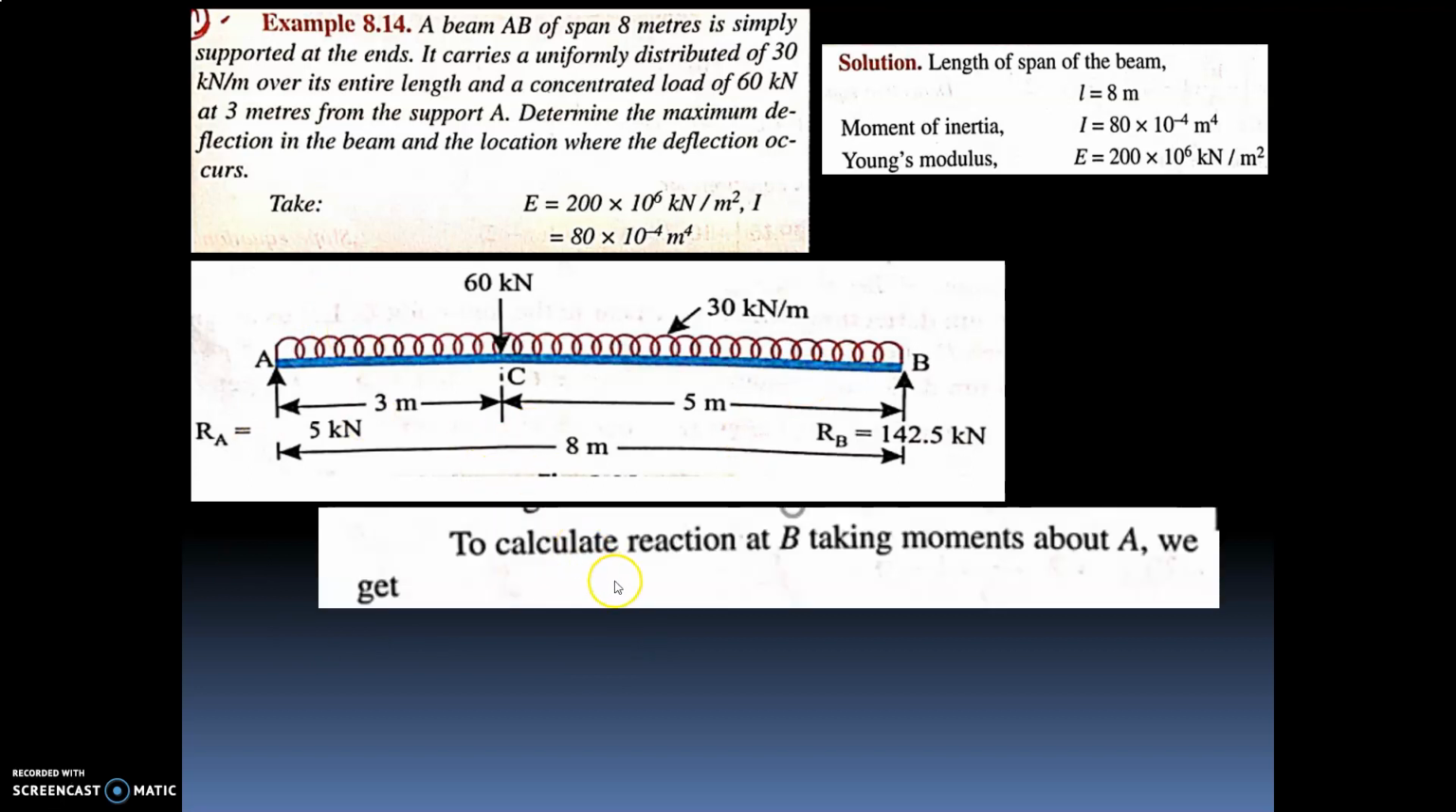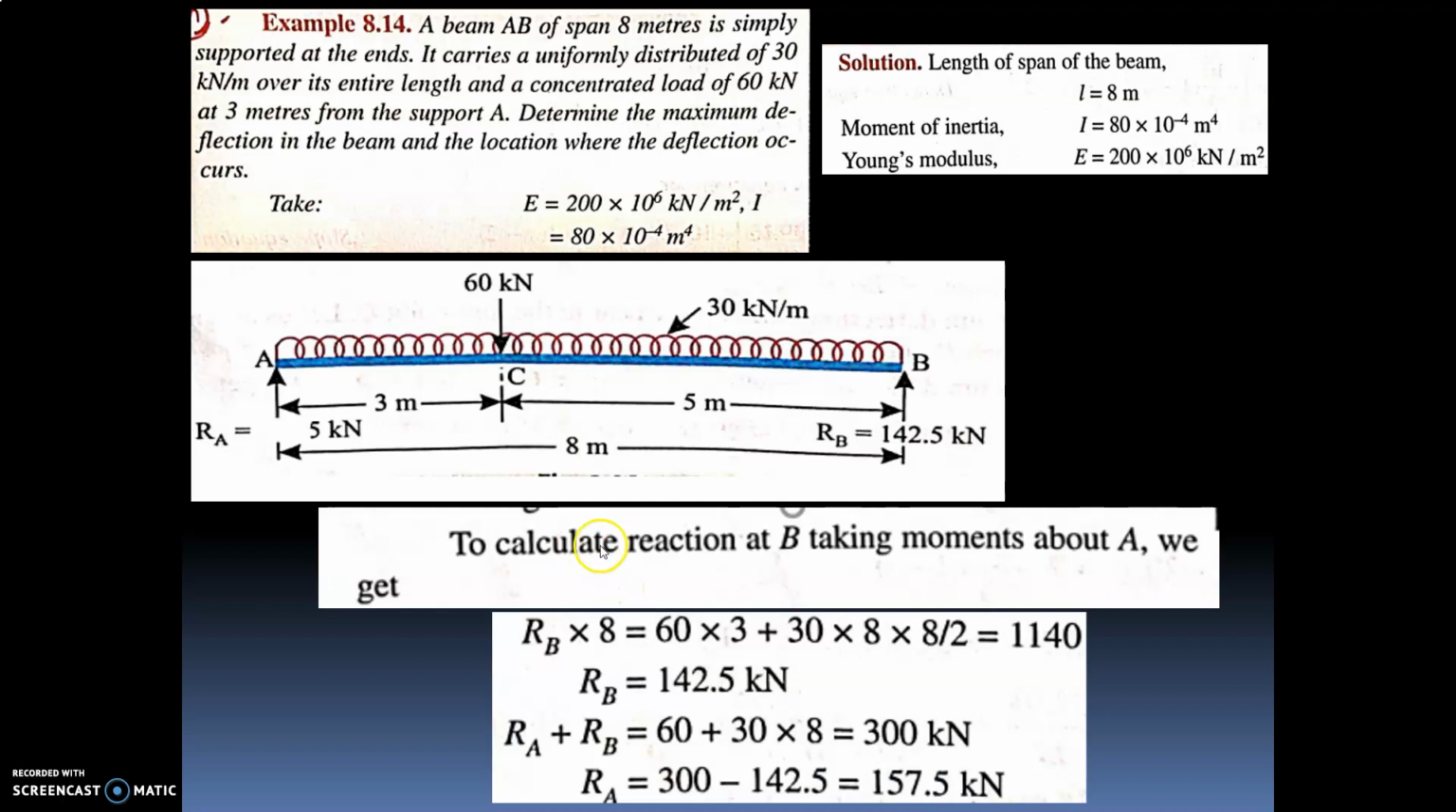So let us calculate first the reactions. Take the sum of vertical forces equal to 0, where upward force is positive and downward forces are negative. So RA plus RB minus 60 minus 30 into the full length, that is 8, equal to 0. That is RA plus RB equal to 60 plus 30 into 8, that is equal to 300 kilonewton.